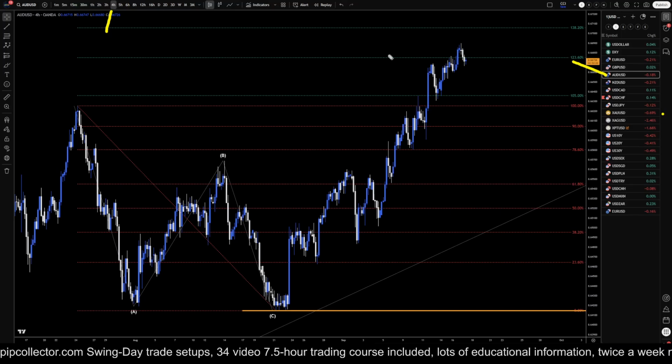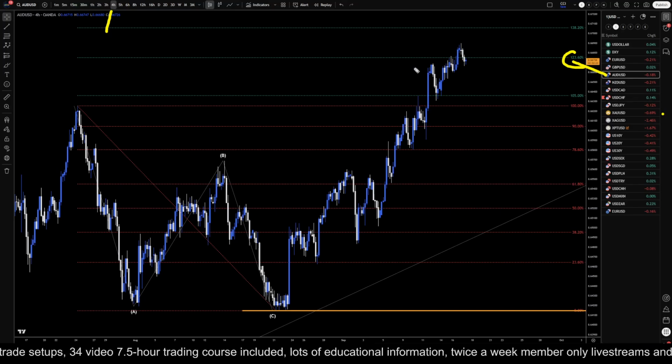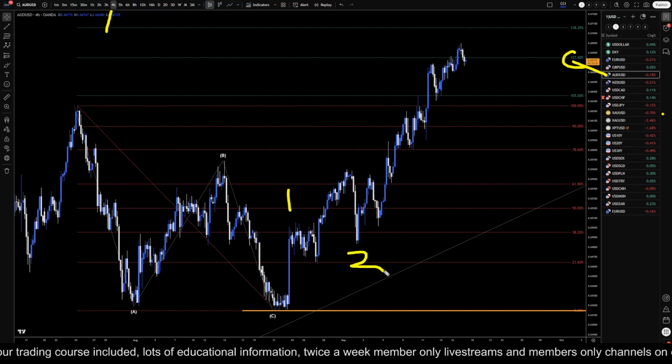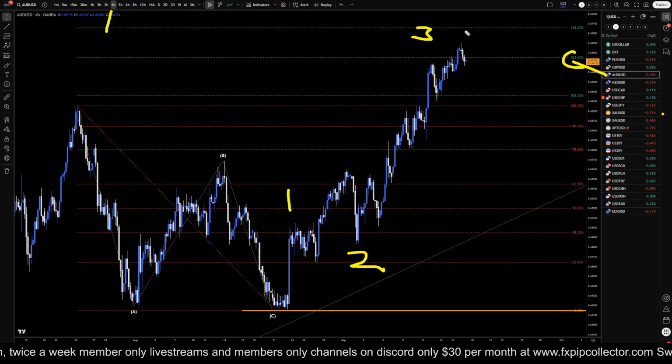Now, we are sitting at the 123% Fibonacci retracement of this whole move up. Definitely a pretty big area of resistance, but to me, this really looks like we're in a wave three. I have a really hard time believing that this is actually just going to be a big old trend reversal today. I don't really think that's going to be the case.